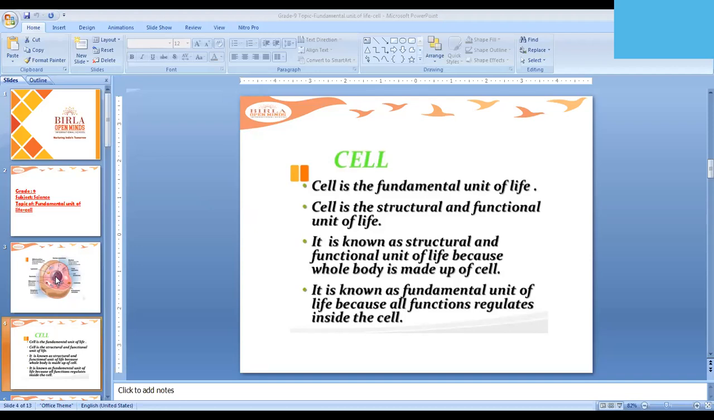So we have discussed about the basic structure of this cell. Once again, children, I'll admit everyone. They can also join in here the class.